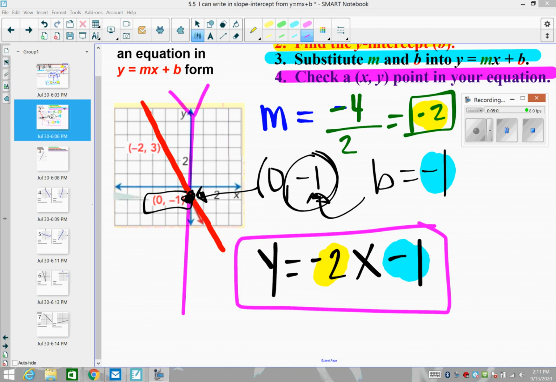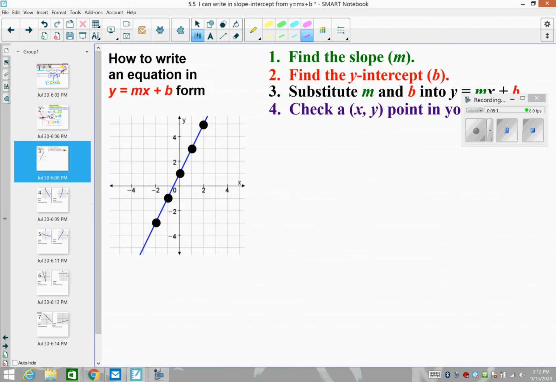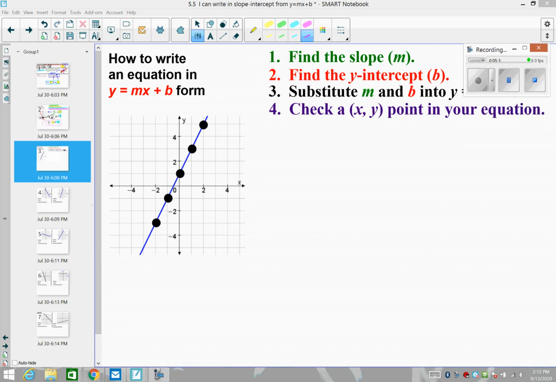All right, so that's our first example of how we write in y equals mx plus b. It's actually a pretty easy concept once you've seen enough examples of it. So I would recommend just hang in there, and as we go, you'll probably really get the hang of it. Same process every time, just calculating the slope, calculating the y-intercept.